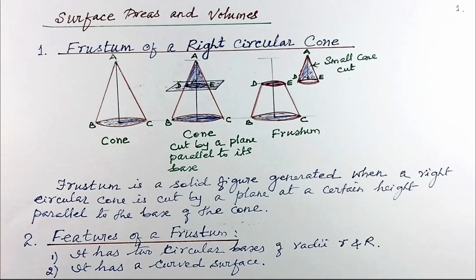Welcome to MRL. In solid mensuration, we have already learnt very important solid figures. Now here we have one more solid figure known as frustum. Now what is a frustum, or a frustum of a right circular cone?